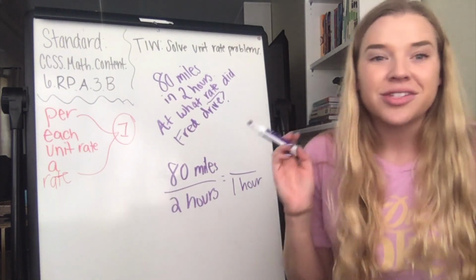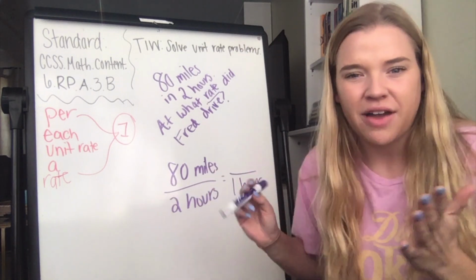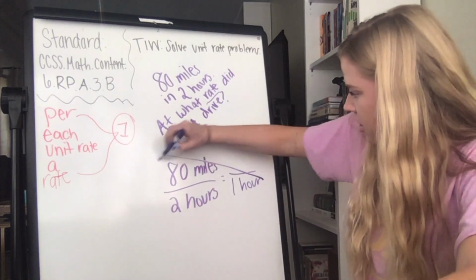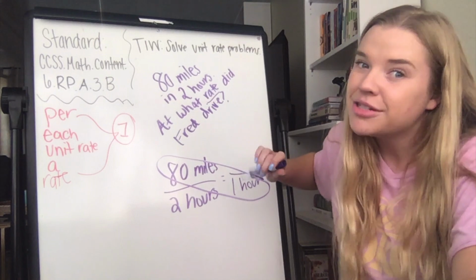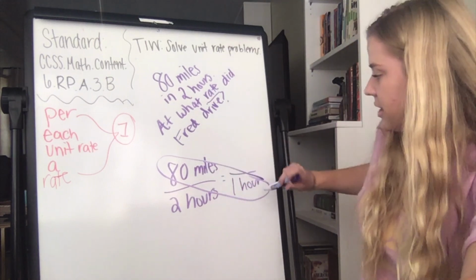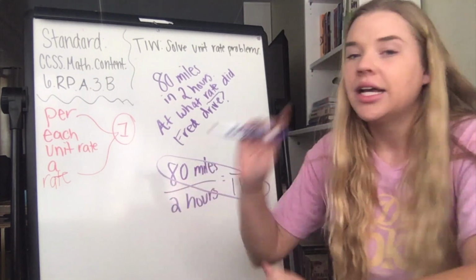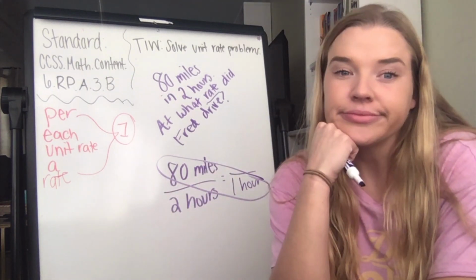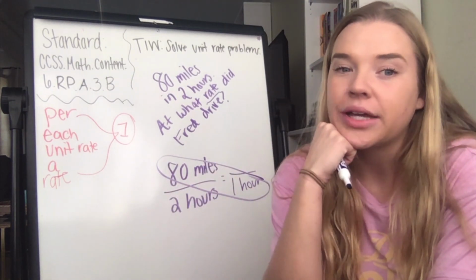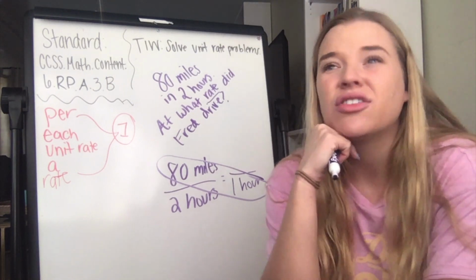Okay, so now in order to solve this, we know what to do. We just multiply across and we divide by what's left. So I have 80 times 1. Anything times 1 is just the same thing. So 80 times 1 is 80 divided by 2 hours. Pause it, solve it. You could have solved that multiple ways. You could have solved that in your head. You could have written it down. You could have done the standard algorithm.